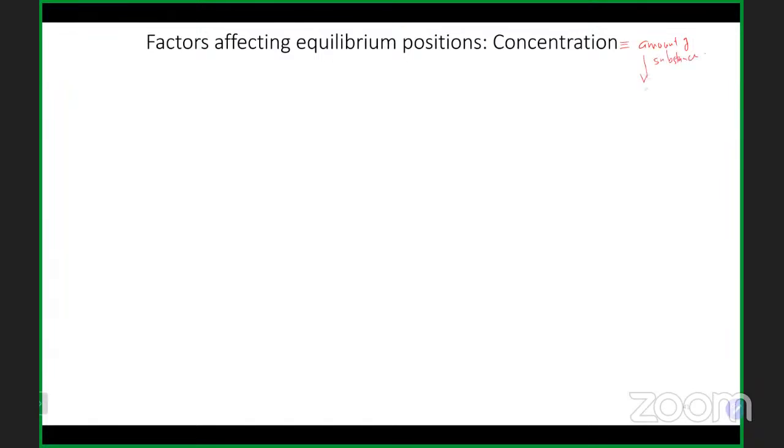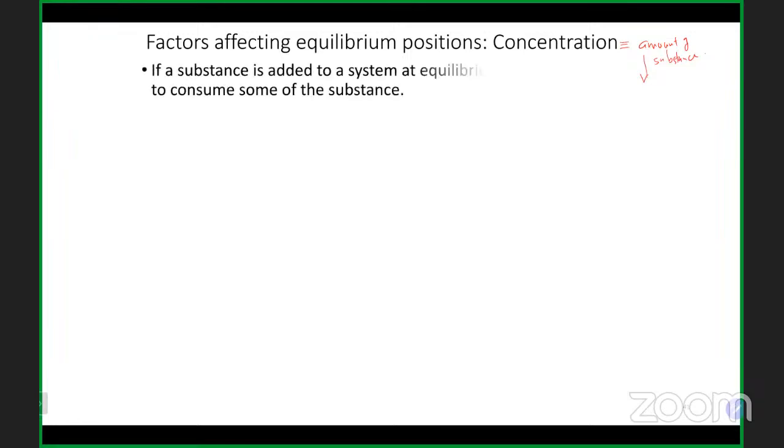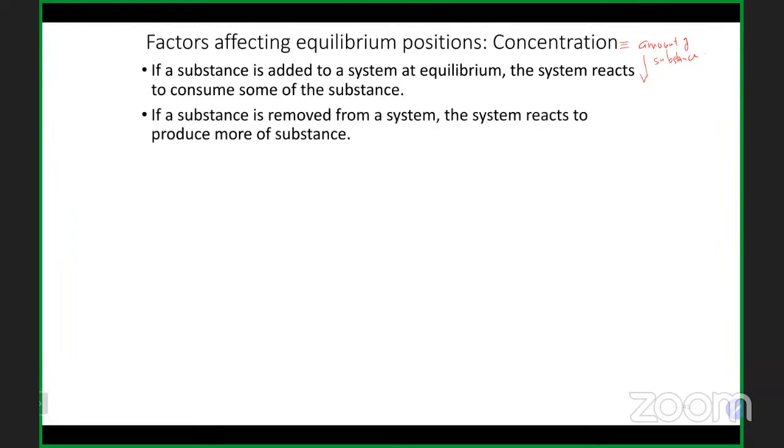So if you change the amount of any of the species, the system will react to produce what you have taken. So if you increase the amount, the system will react to consume it. If you reduce the amount, the system will react to produce more. So if a substance is added to the equilibrium, the system reacts to consume some of the substance so that equilibrium can be achieved. Equilibrium is balance.